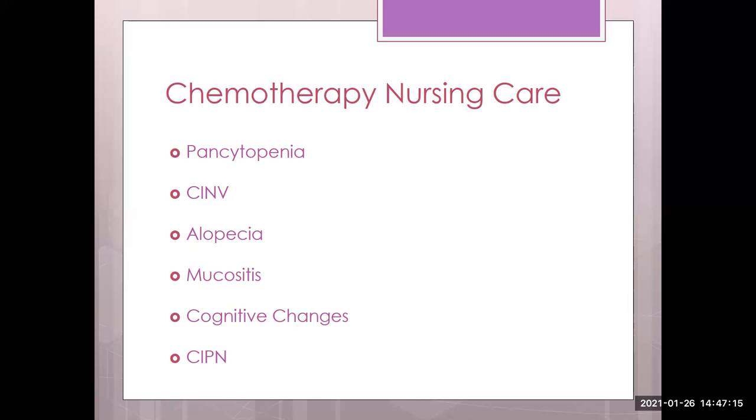And then some of the nursing care associated with that. If you look in your med-surg book on page 388, it specifically talks about prevention of infection. So the prevention of infection is going to be huge for those patients that are pancytopenic, and they have a low white blood cell count and a low neutrophil count.